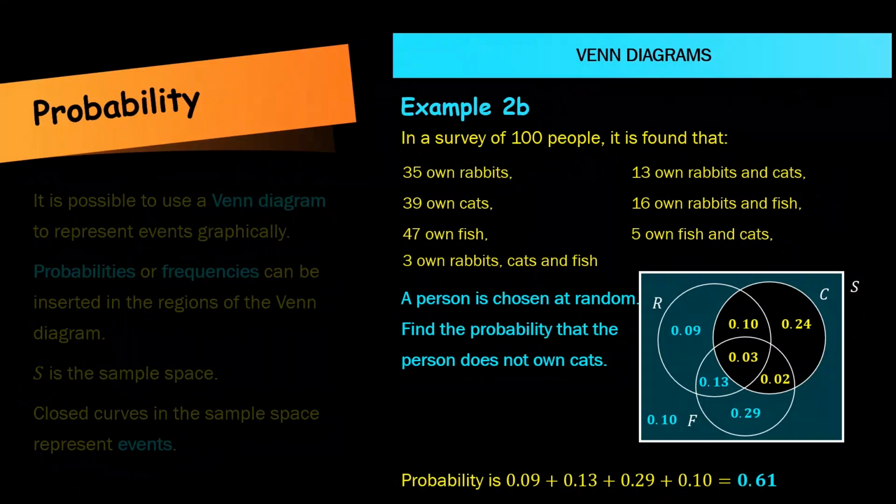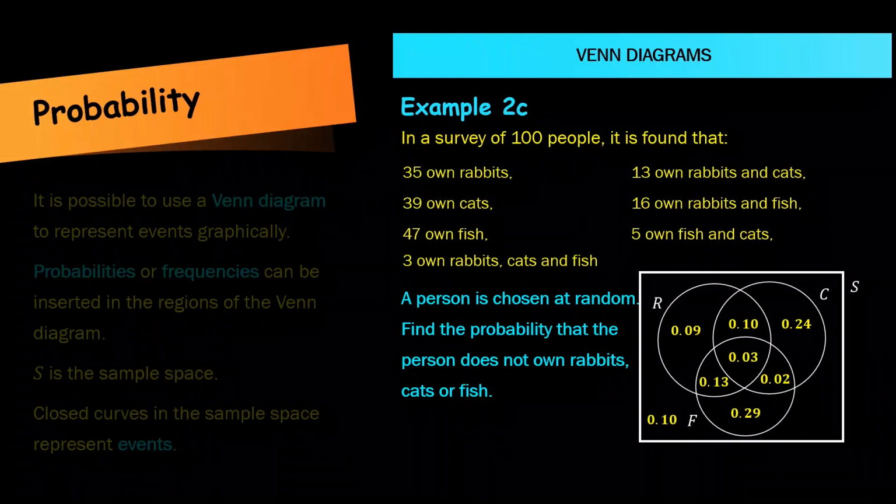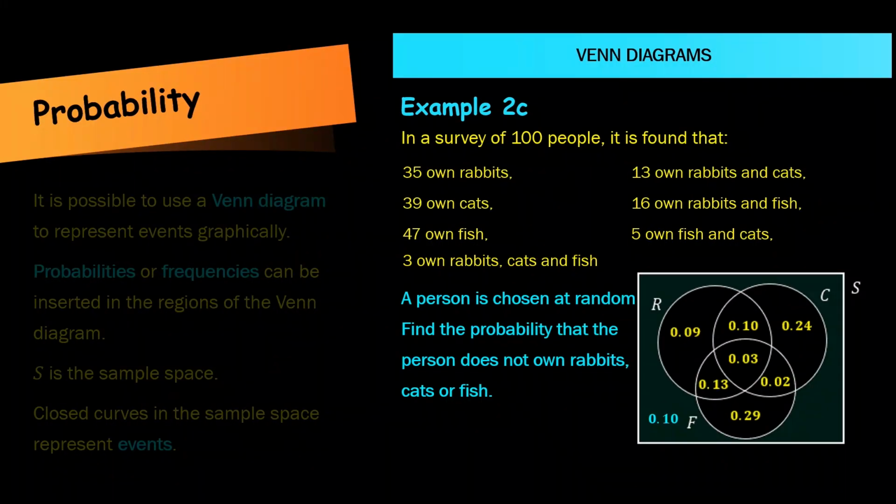Now for part C. A person is chosen at random. Find the probability that the person does not own rabbits, cats, or fish. In other words, the probability must lie in this shaded region, as shown here. This probability is 0.10.